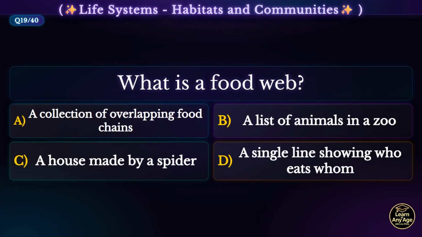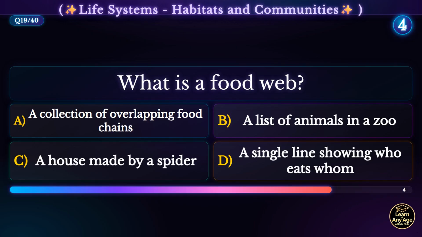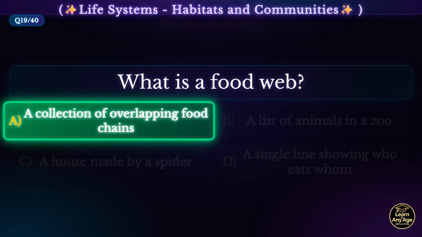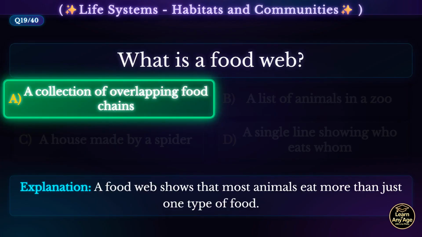What is a food web? A collection of overlapping food chains. A list of animals in a zoo. A house made by a spider. A single line showing who eats whom. A collection of overlapping food chains. A food web shows that most animals eat more than just one type of food.